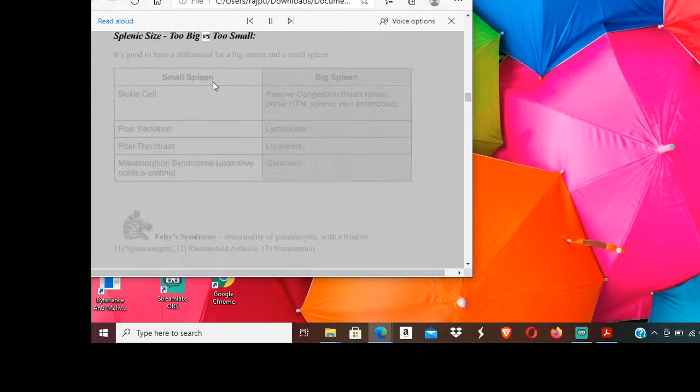Splenic size, too big versus too small. It's good to have a differential for a big spleen and a small spleen. Small spleen: sickle cell. Big spleen: passive congestion, heart failure, portal HTN, splenic vein thrombosis, post-radiation lymphoma, post-thorotrast leukemia, malabsorption syndromes, Gaucher's, ulcerative colitis, Crohn's. Felty's syndrome, abnormality of granulocytes, with a triad of 1. Splenomegaly, 2. Rheumatoid arthritis, 3. Neutropenia.